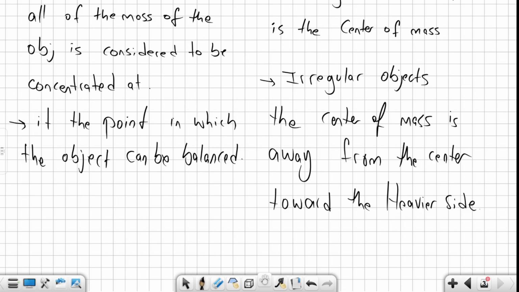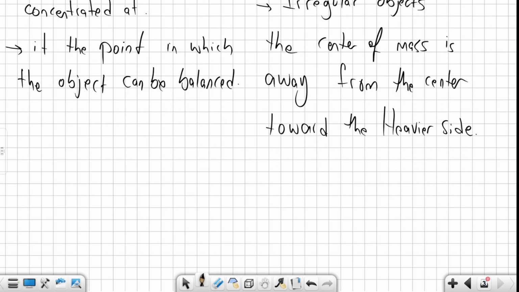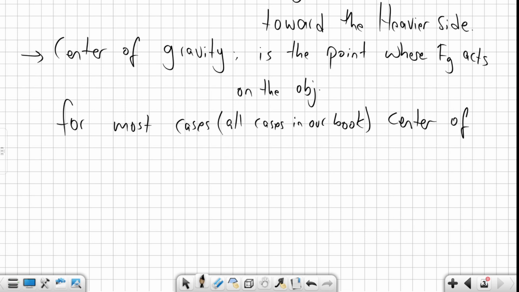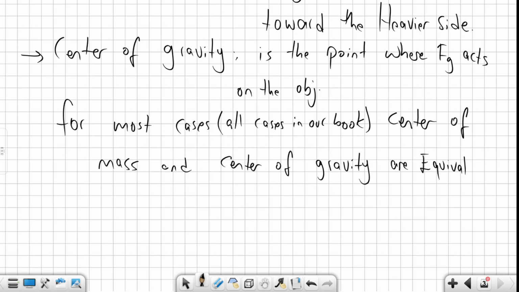We also have another point, which is called the center of gravity. So what is the center of gravity? It is the point where the gravitational force acts on the object. Actually, gravitational force acts on every point, but we have to choose a point, so we choose the center of gravity. In all our examples, the center of gravity is equivalent to the center of mass. So for every example in our book, the center of mass and center of gravity are the same point.